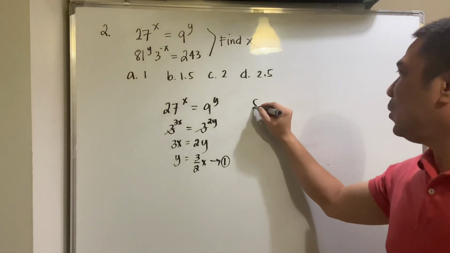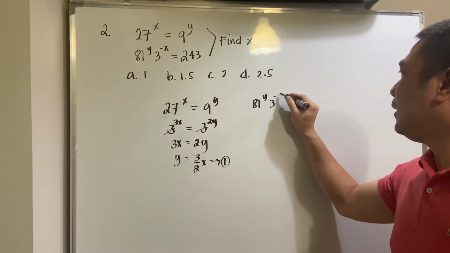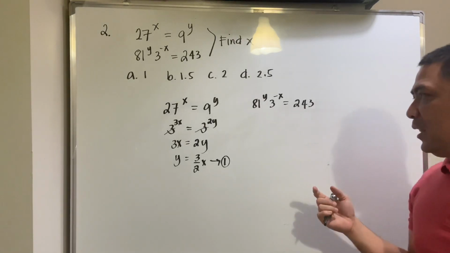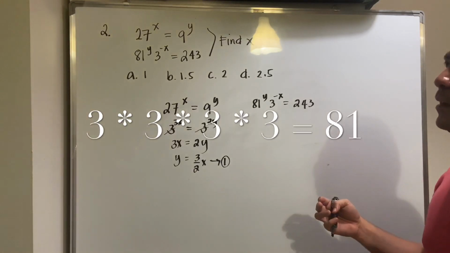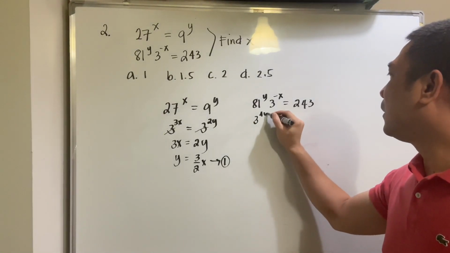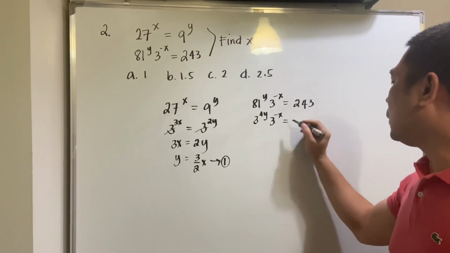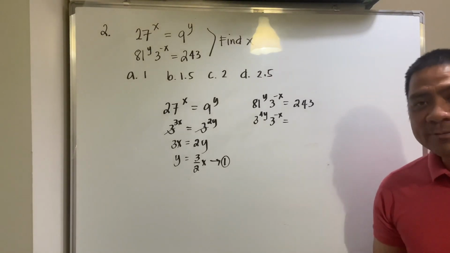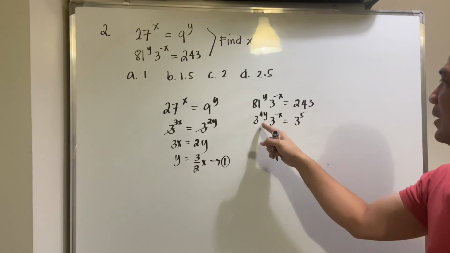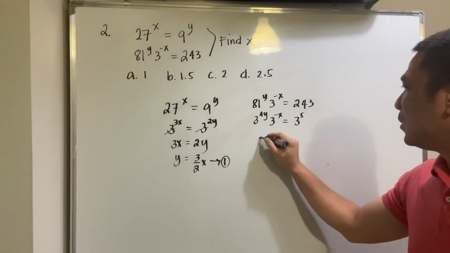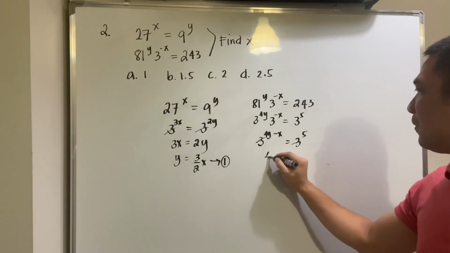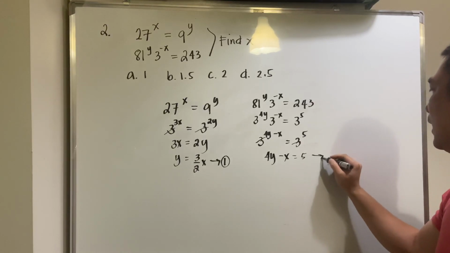The second equation is 81 raised to y times 3 raised to negative x is equal to 243. Again, all the bases are multiples of 3. 81 is 3 times 3 times 3 times 3, so it's 3 to the 4th. So 3 to the 4 raised to y times 3 raised to negative x is equal to 243, which is 3 to the 5th. Multiplying numbers having the same base but different exponents, you just add their exponents. So 3 raised to 4y minus x is equal to 3 raised to 5. Again, we can cancel their bases. Therefore, 4y minus x is equal to 5, which gives us our second equation.